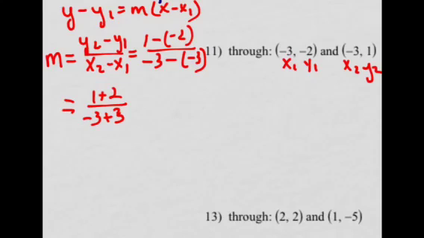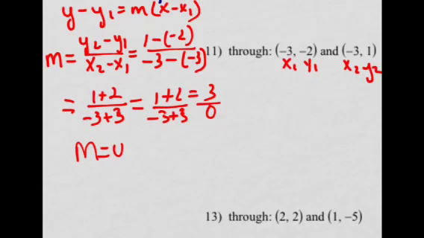And then we end up with 1 plus 2 is 3, and we have a negative 3 plus 3, which is 0. Got a little bit of an issue. 3 divided by 0, we have a slope that is undefined. We can't divide by 0.